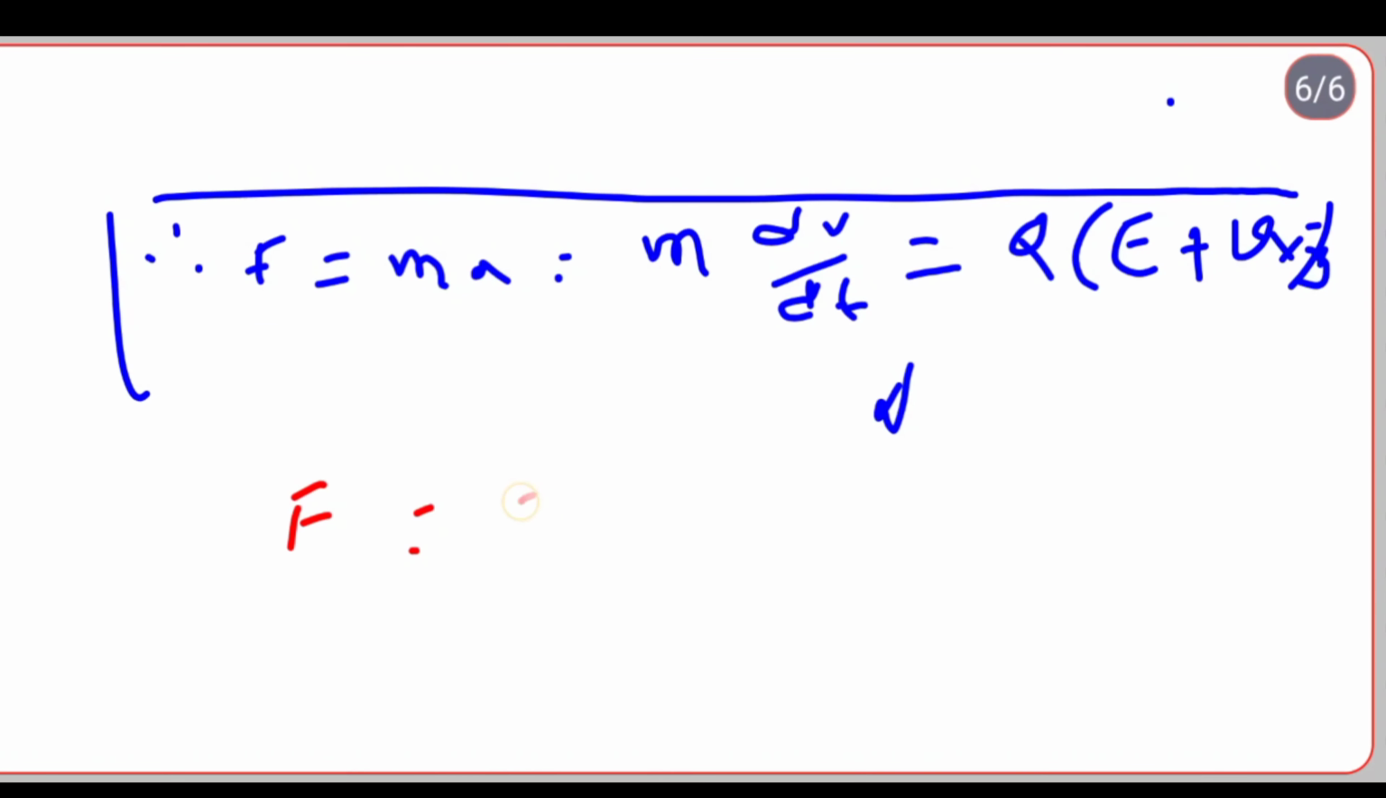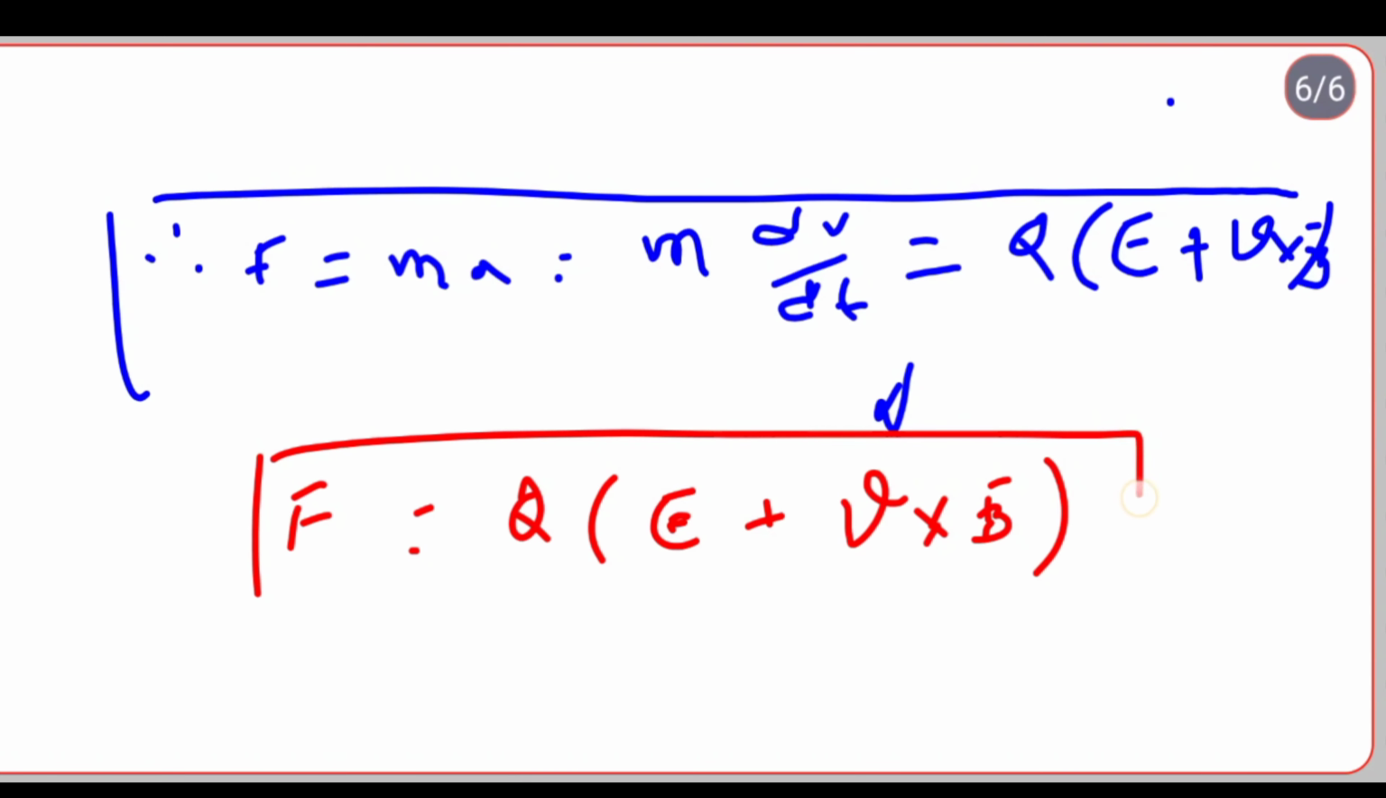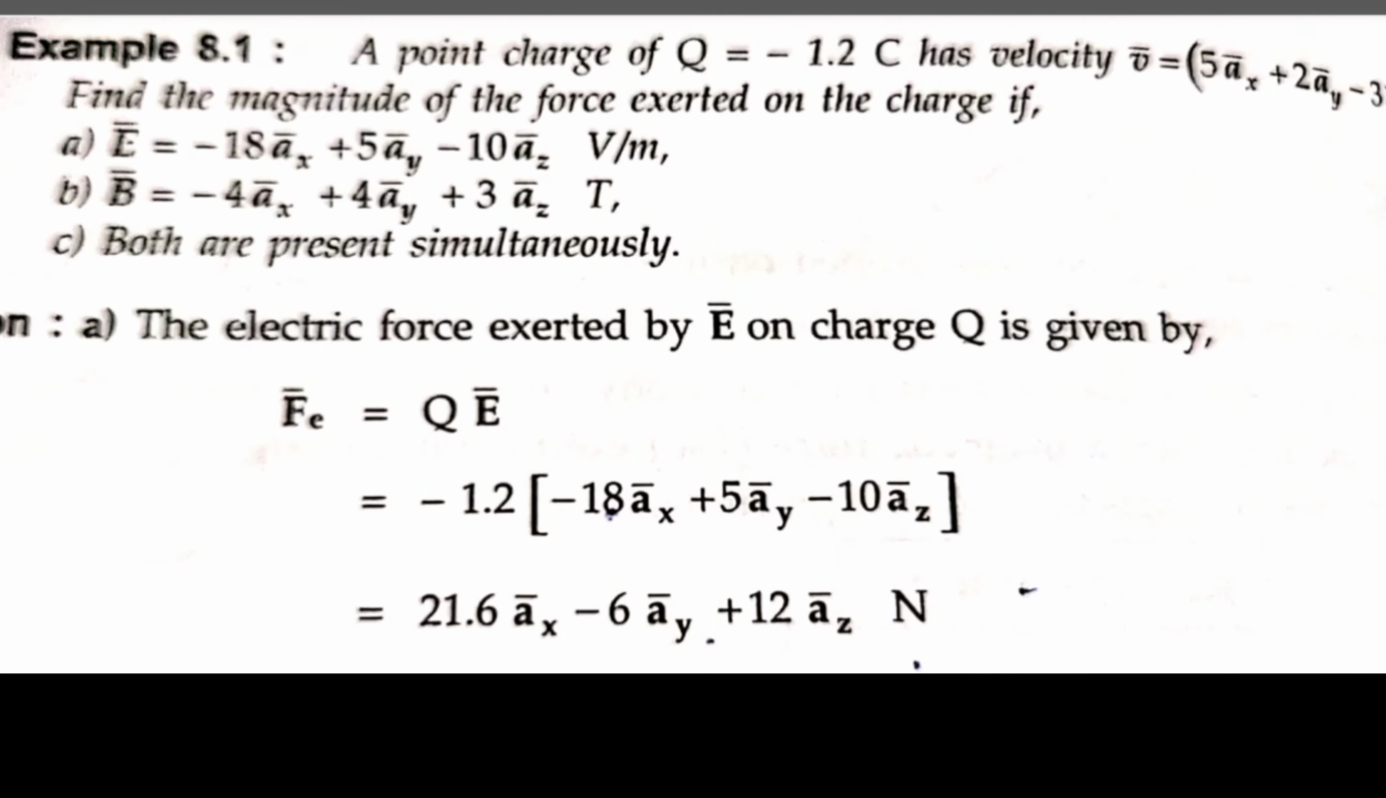F equals Q into E plus V cross B, where V is the velocity of the electron or charge, B is the flux density, and E is the electric field intensity. This is the Lorentz force equation. We can find the force Fm or Fe by doing some numerical problems. The numerical problem related to the Lorentz force equation can be seen in one example.